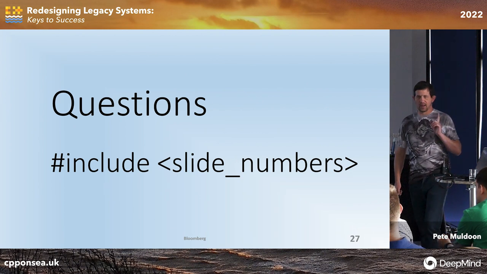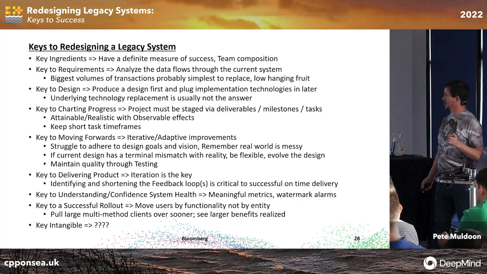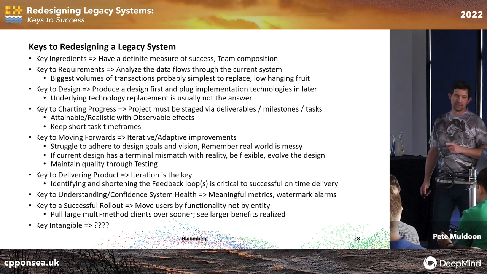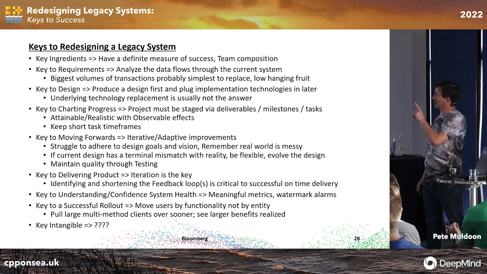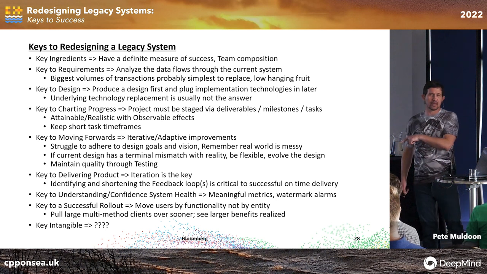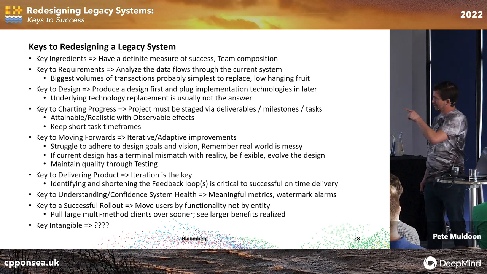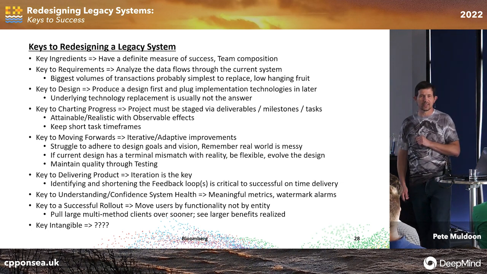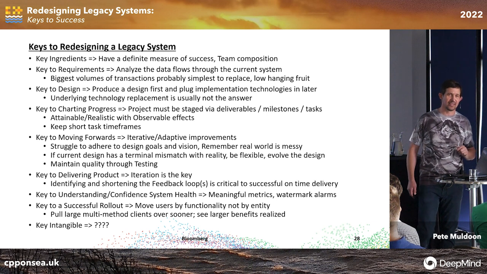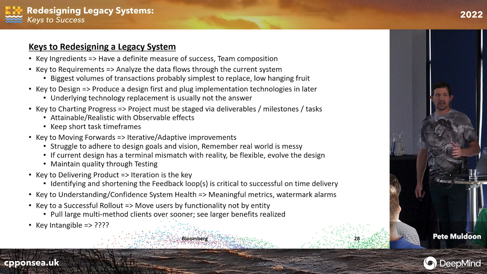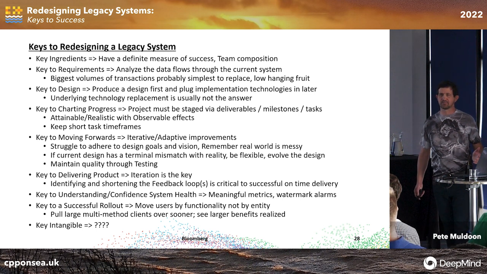So, again, questions and slide numbers. And this ends the first part of the talk. Here are all the keys that were on the original, so I'm not going to go down through it. It's all the various keys. The only thing I want to bring to your attention is the very bottom, which is a key on intangibles, which I haven't mentioned yet, and I'll mention at the end of the real world case study. So has anyone any questions?